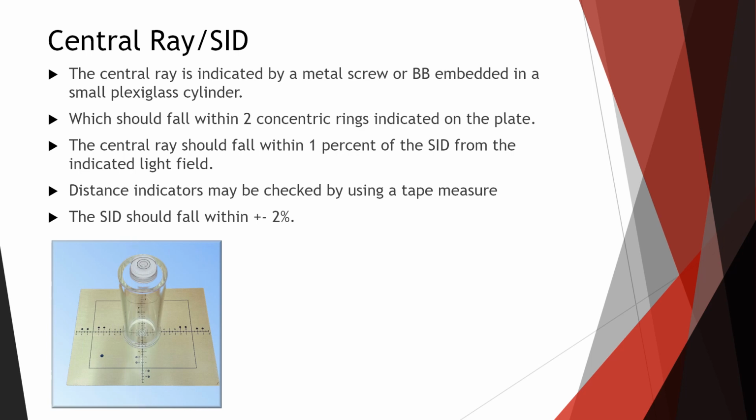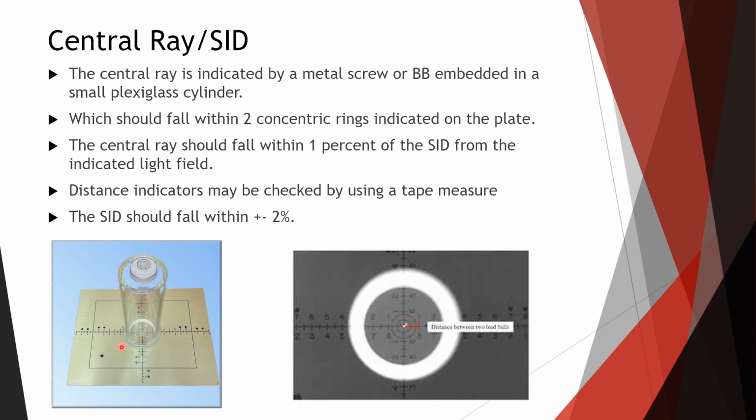This is the central ray tester, indicated by the metal screws. This may also be the demarcated plate right here with the marks on it. In here there would be a BB. This is the plexiglass cylinder. The BB should fall within the concentric rings indicated on the plate. So there's rings on this plate, and the BB should be within that for the central ray. If the central ray is off by some degree, it's going to throw it out of those rings.